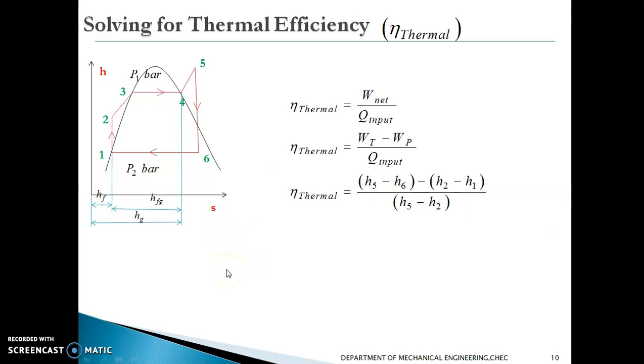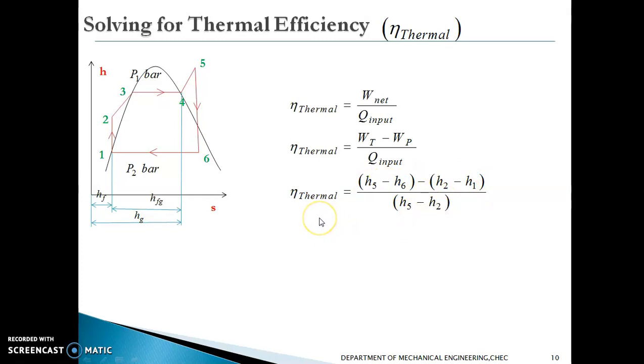After finding all the enthalpy values at all the states, the final step is to find the thermal efficiency. Thermal efficiency is given by net work output by heat input. Net work can be written as turbine work minus pump work, divided by heat input. Turbine work means h5 minus h6, pump work is h2 minus h1, and the amount of heat input is h5 minus h2. Since we know all the enthalpies at all states, we can find the thermal efficiency easily.